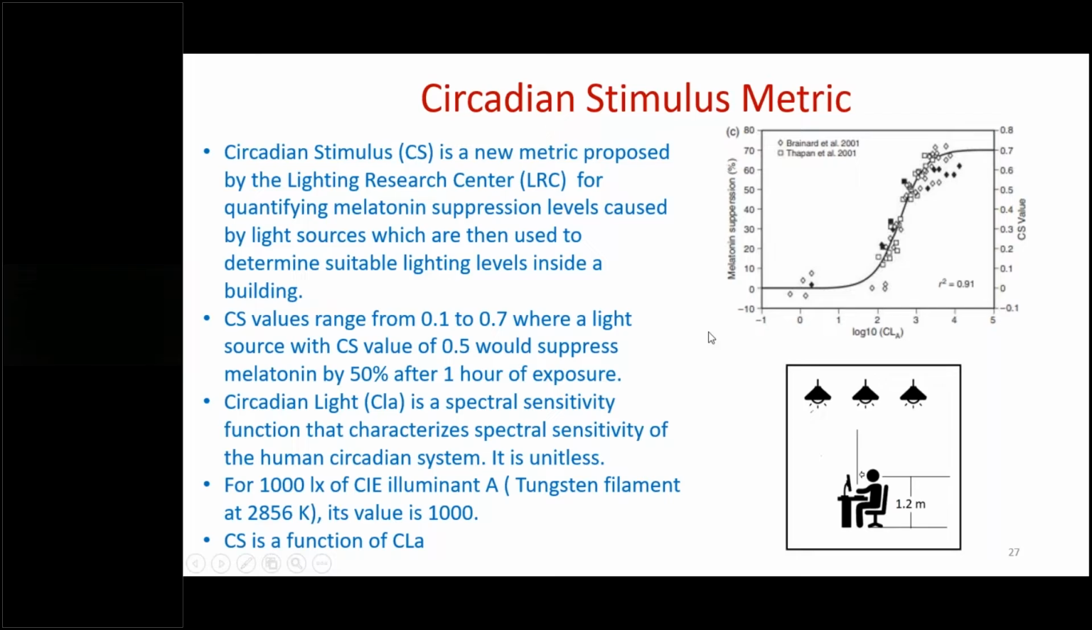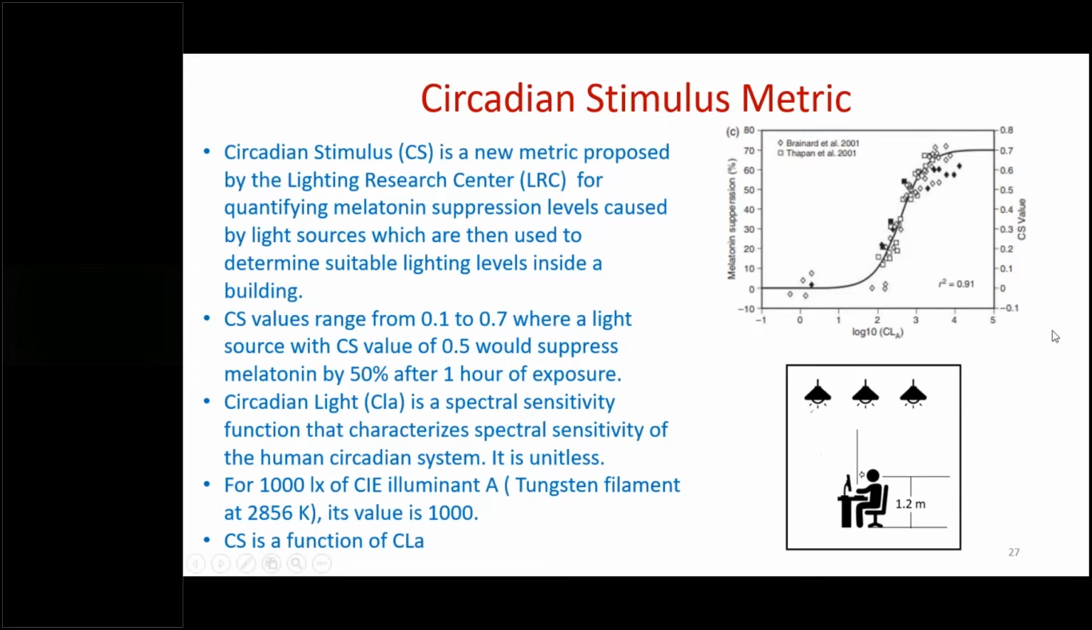And now we have finished with the SI026, and we talk about the other method, the circadian stimulus metric. This was originated by Mariana Figueiro and Mark Rea from the LRC. I think they have recently moved to Mount Sinai. In this metric, they define the circadian stimulus. It basically quantifies the melatonin suppression level that is caused by different light sources, and it is then used to determine suitable lighting levels inside the building.